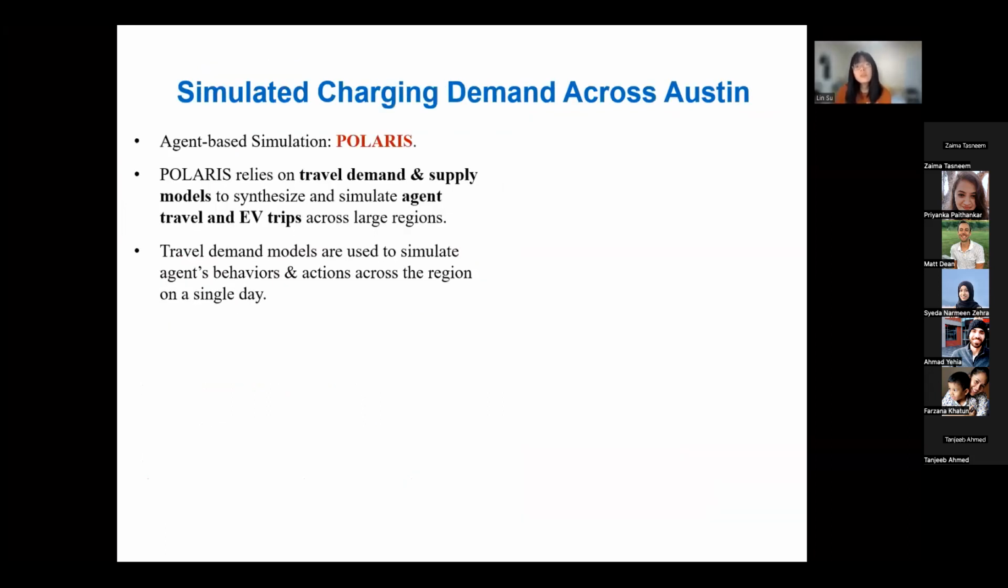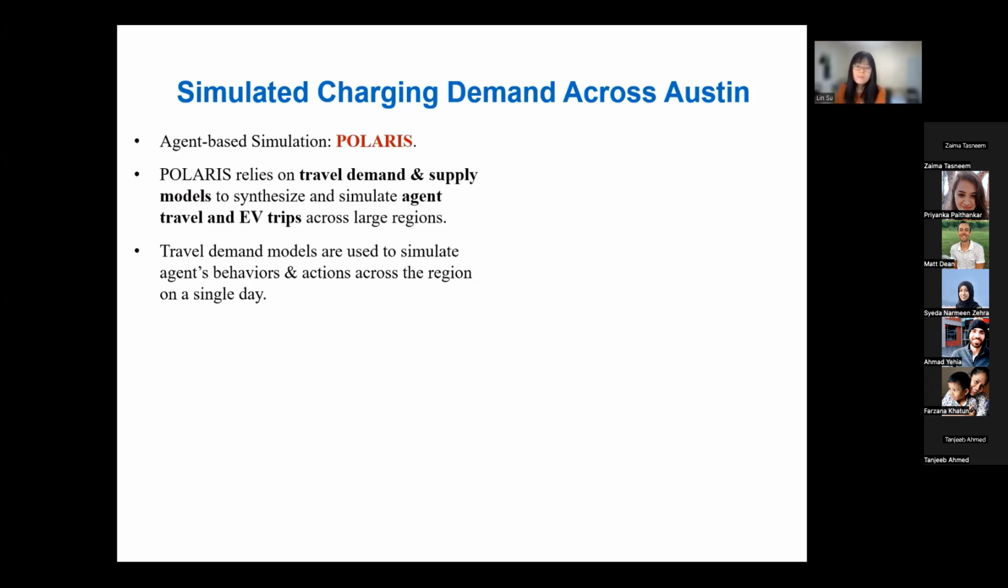As for simulating the charging demand across Austin, the agent-based model Polaris is used to fully simulate travel demand, network, and operations. It relies on travel demand models and supply models to synthesize and simulate agent travel and EV trips across large regions. Regarding the demand side, Polaris synthesizes a representative population of the given region with socioeconomic information provided by the United States Census Bureau. Within this simulation environment, travel demand models are used to simulate agents' behavior and actions across the region on a single day.